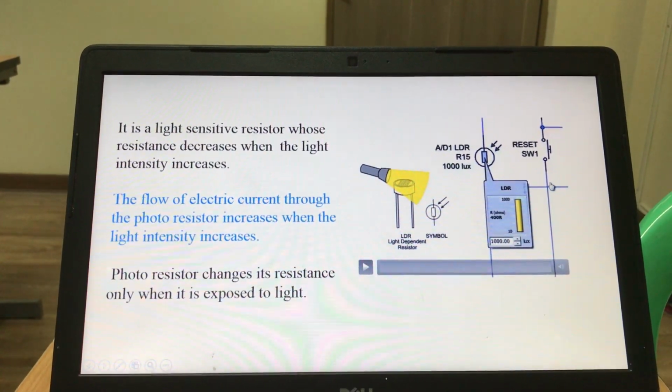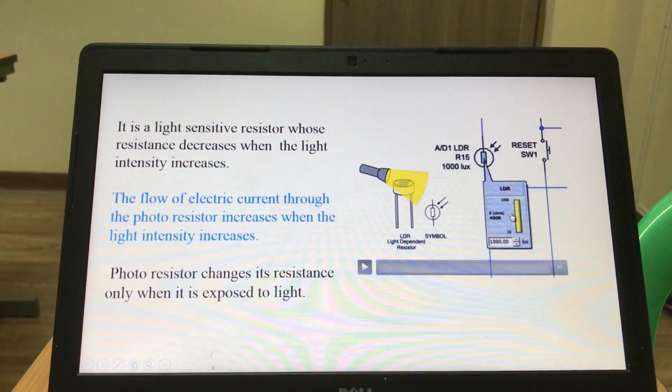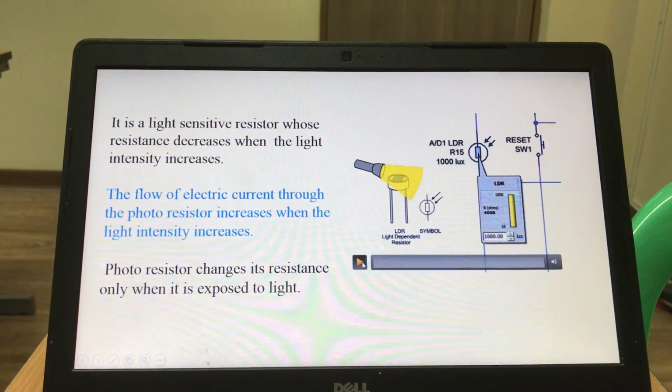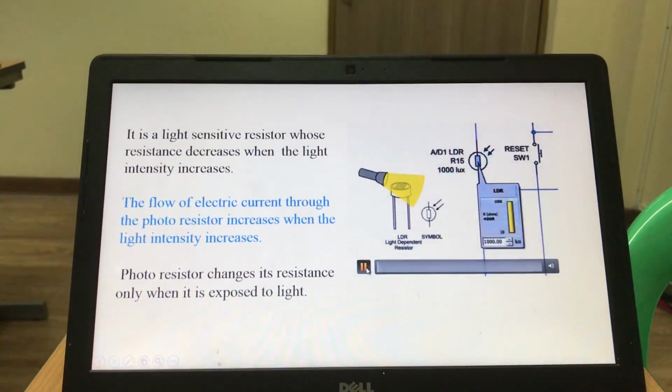A photoresistor changes its resistance only when it is exposed to light. You can see it in this video.